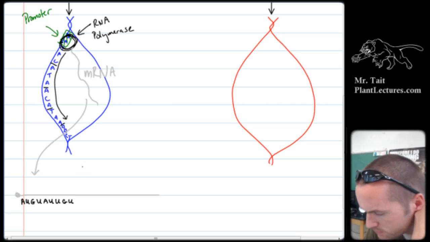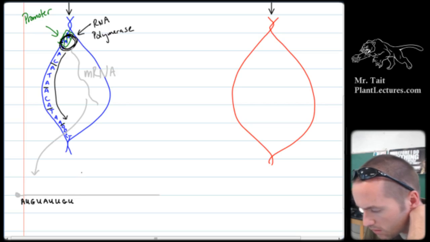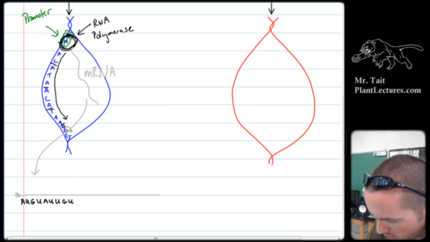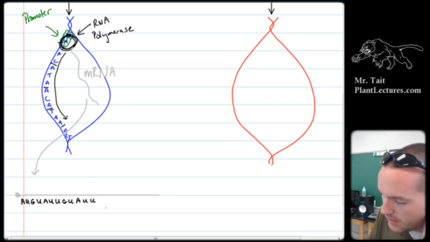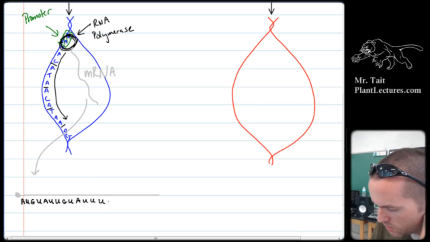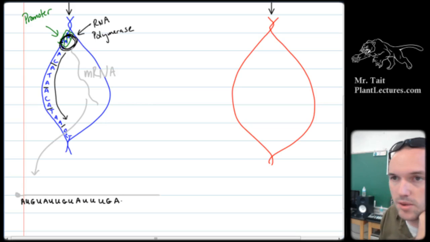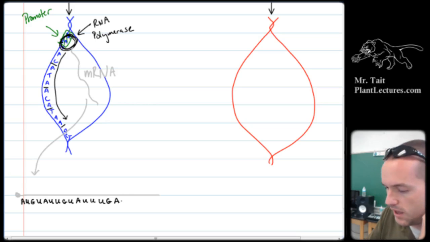TAA. Oops, I have one extra thing in there, so we're going to take out one of these A's. TAA is going to correspond to AUU. And then ACT is going to correspond to UGA. Right? And then what's the end of this mRNA going to be? AAA. Right? That's the poly A tail.